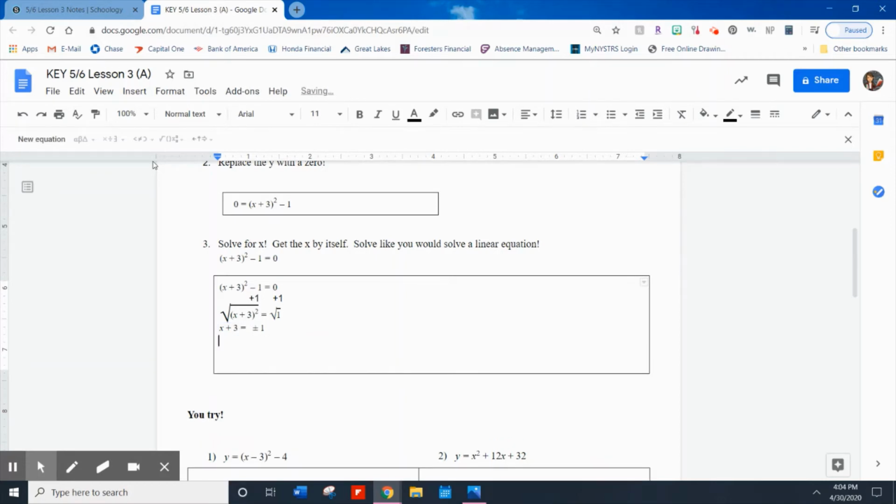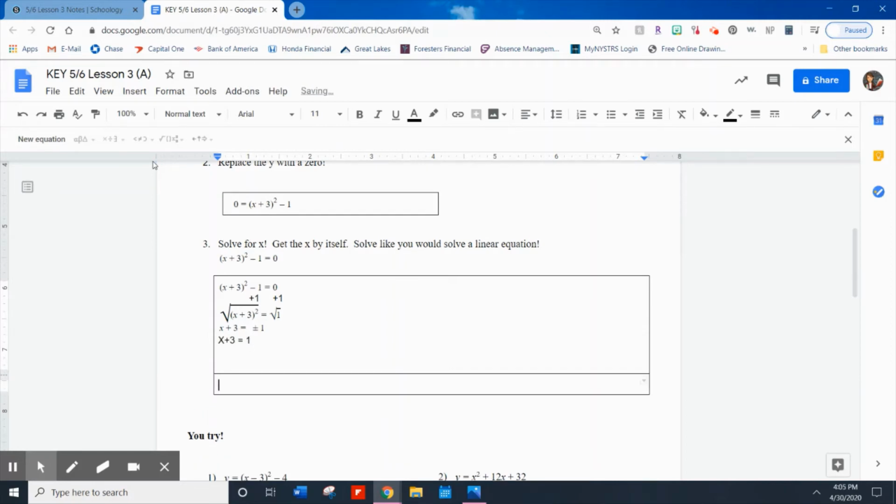So from here, what we need to do is split our equation into two possibilities. So x plus 3 could equal +1. I just press tab to create a new row in the table. Or we could have x plus 3 equals -1. We could have two different solutions here.